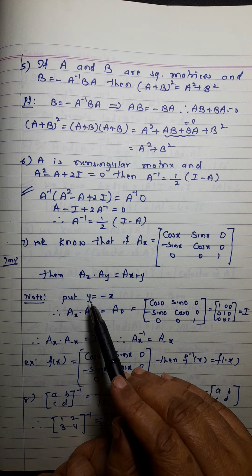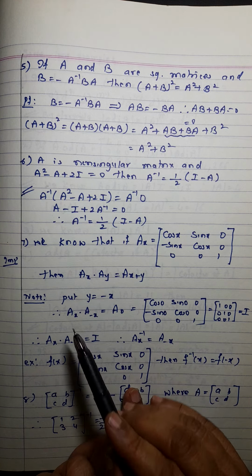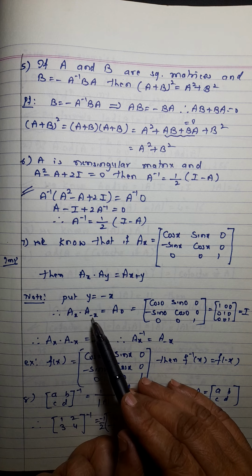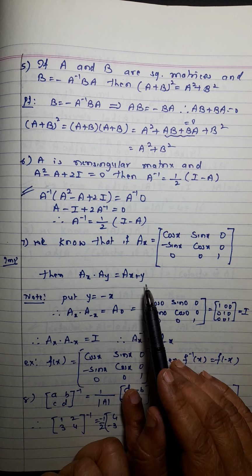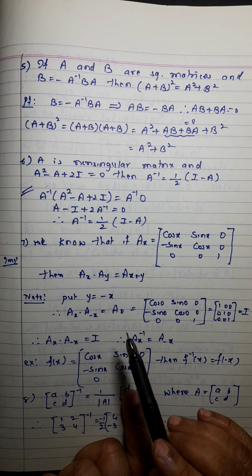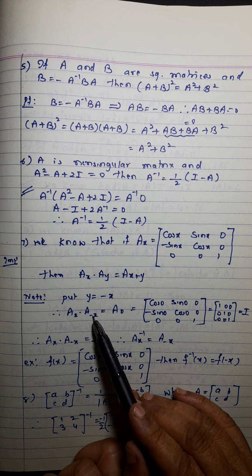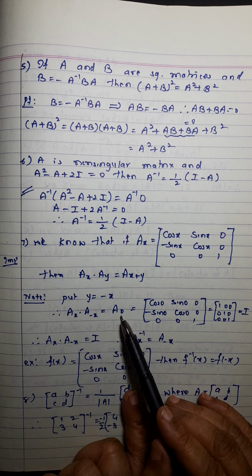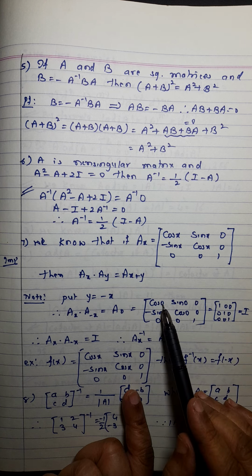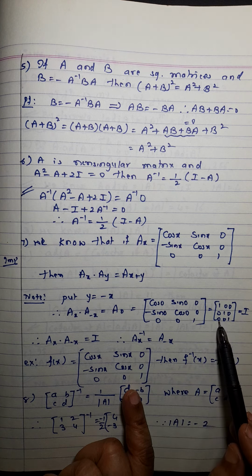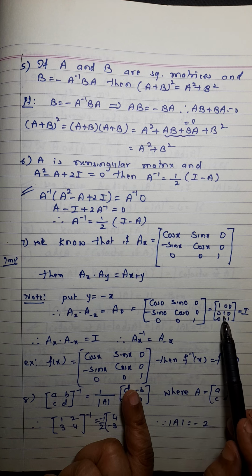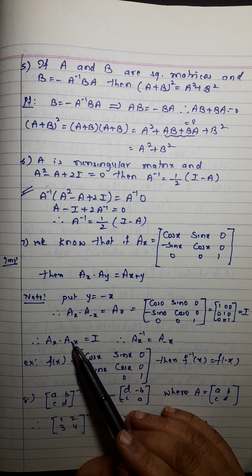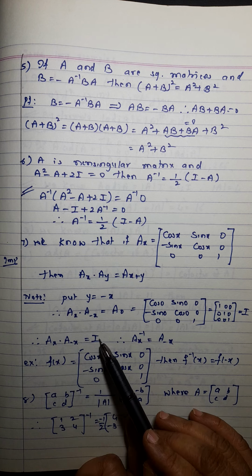If I put y equals minus x, then it will become A(x) into A(minus x) equals A(0). This question is asked many times, but how the question is asked, I will explain to you. If we add this and this by using this, it will become A(0). A(0) means what? Put x equals 0. You will get identity. If you put 0 here, sin 0 is 0, cos 0 is 1, so you will get identity. Similarly, this into this is also identity.